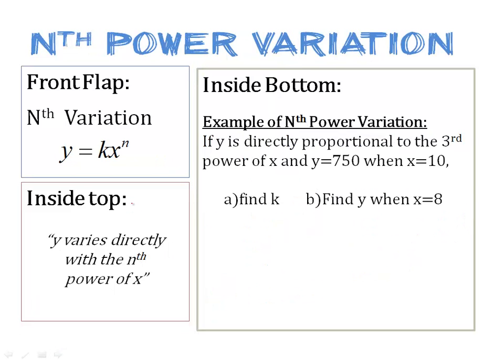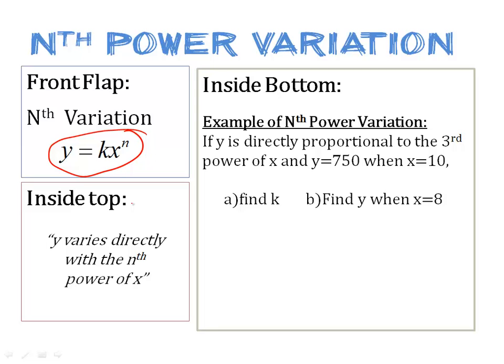The last variation to cover is called the nth power variation. On the front flap, here's your equation. y equals k times x to the nth power. The way that it will read in the problem, y varies directly with the nth power of x. So it's similar to a direct variation, but x is just being raised to a specific power, and that will be given in the problem.